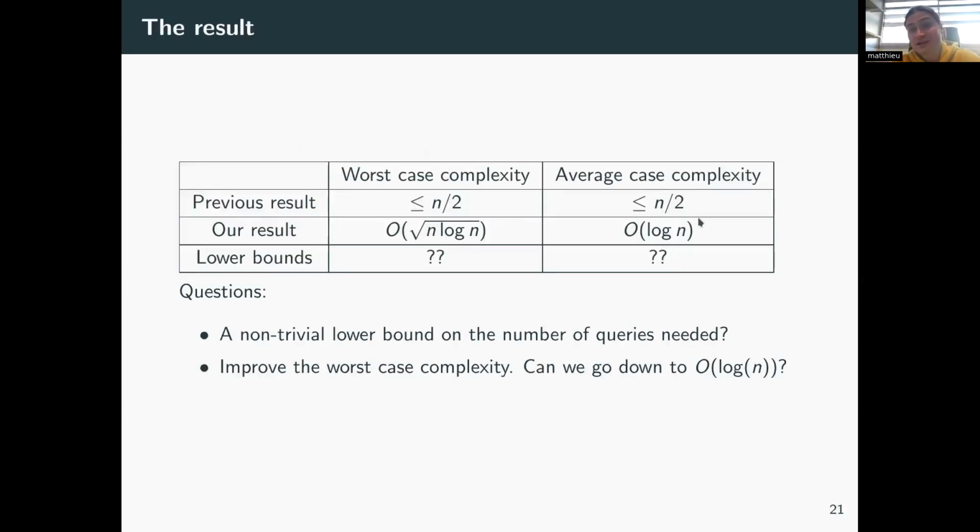Okay, and maybe even this one might be possible to improve. This one I don't know, and I wouldn't conjecture anything. So I don't know.